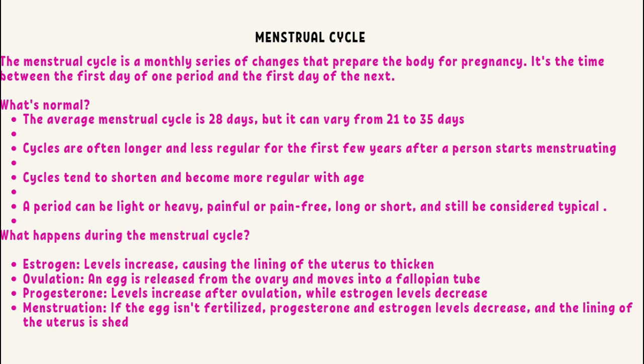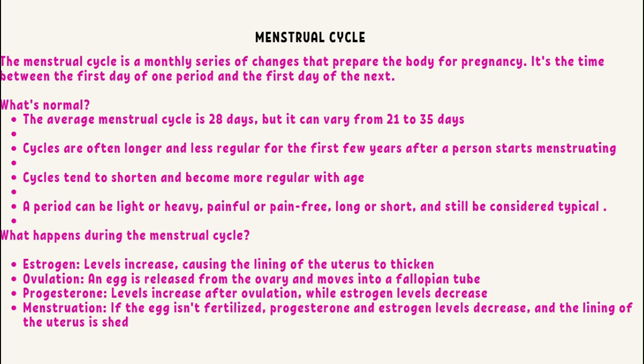About period cramps. It's normalized as if it's nothing, at least in today's society. So what happens during the menstrual cycle? Once you're talking about the menstrual cycle, two very important hormones you have to talk about are estrogen and progesterone. When estrogen levels increase, they cause the lining of the uterus to thicken, right?